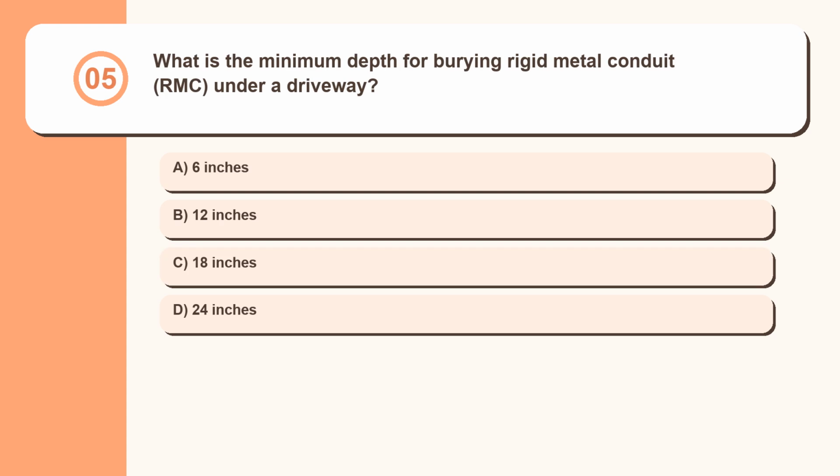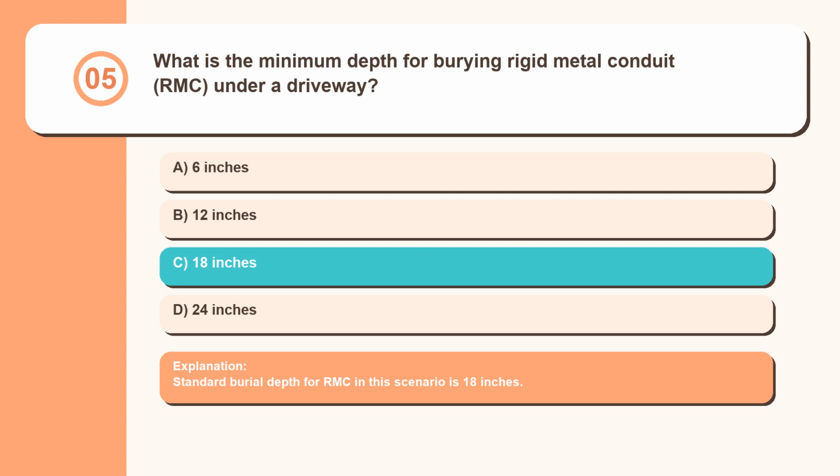Question 5. What is the minimum depth for burying rigid metal conduit, RMC, under a driveway? 6 inches, 12 inches, 18 inches, 24 inches. Standard burial depth for RMC in this scenario is 18 inches.